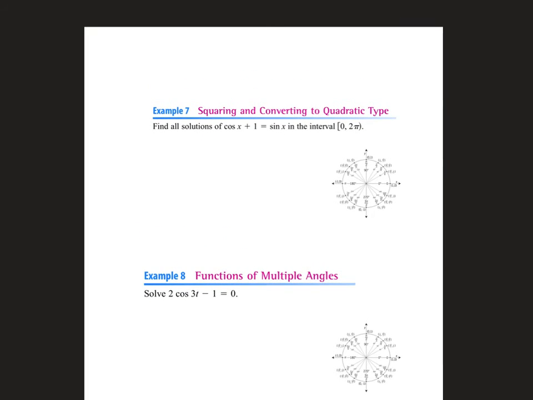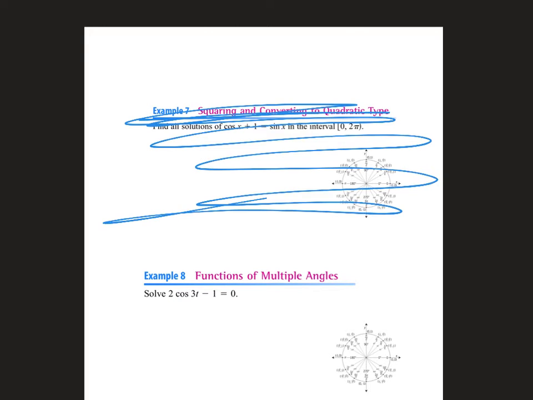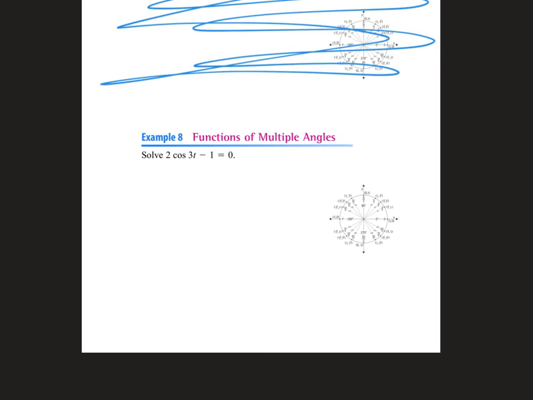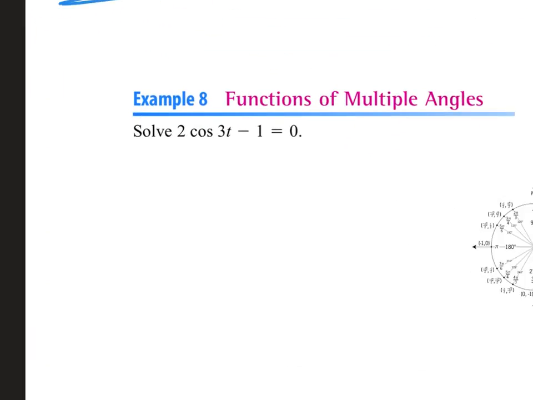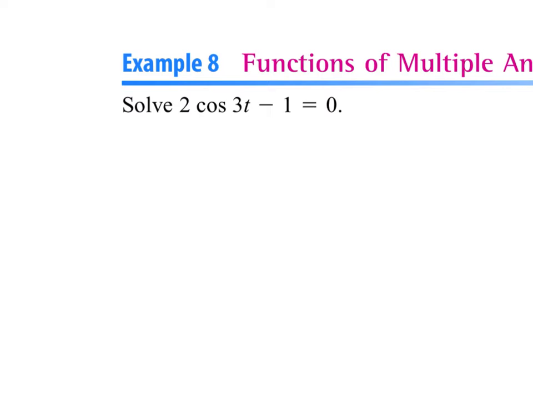We're going to skip example 7. Let's look at example 8. So what looks different in example 8 than what we've been doing for the last 6 examples? Again, we are solving for just cosine, so we want our trig function all by itself. So what should we do first?